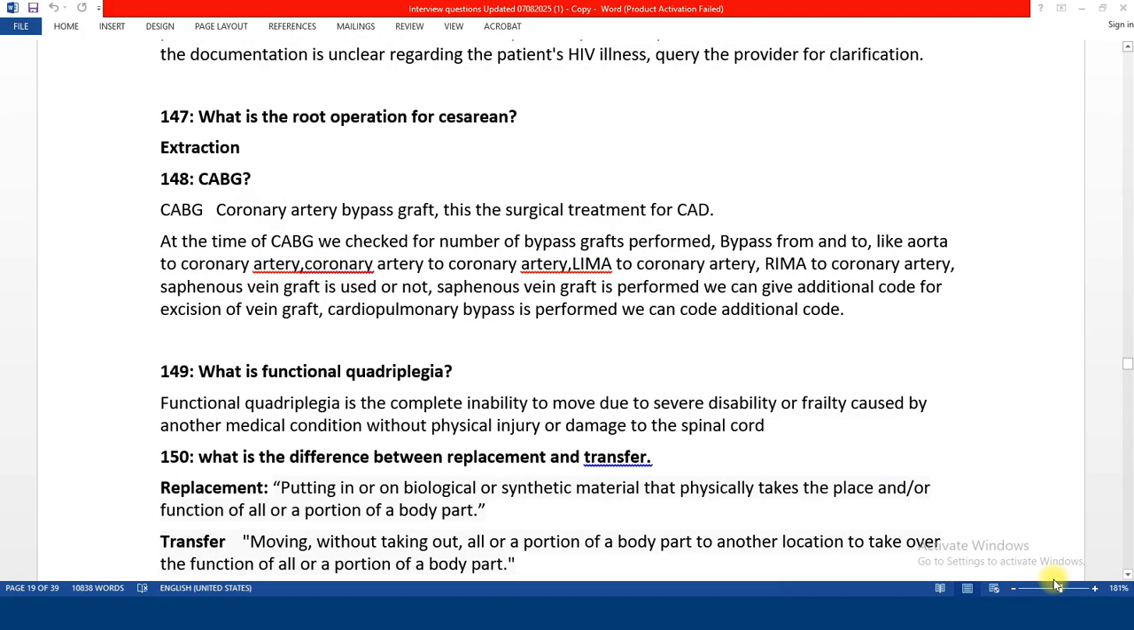Last one for today's session. What is the difference between replacement and transfer? In replacement, the native tissue or joint is removed and the implant is inserted. In transfer, the tissue is transferred from one location to another location. Here nothing is replaced.